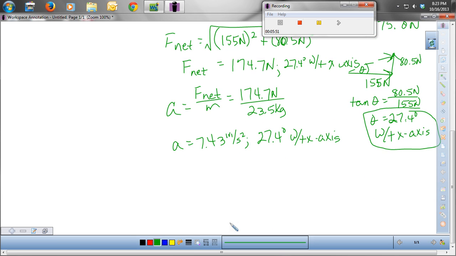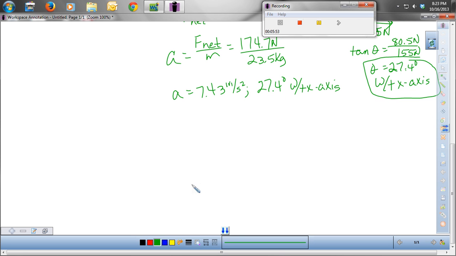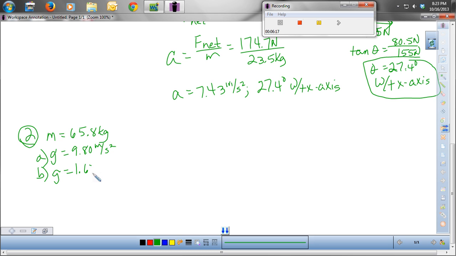So there's number 1. If I go on to number 2, it wants to know what is the weight of a rock that has a mass of 65.8 kilograms. Well, I'm looking for gravity to be 9.8 on the Earth for part A. And for part B, I'm going to go to the moon where the gravity is 1.67 meters per second squared.